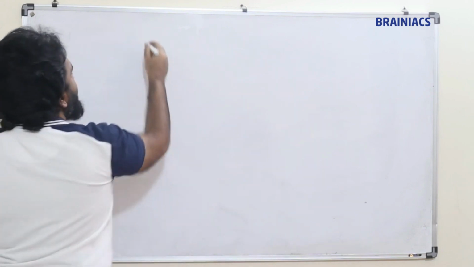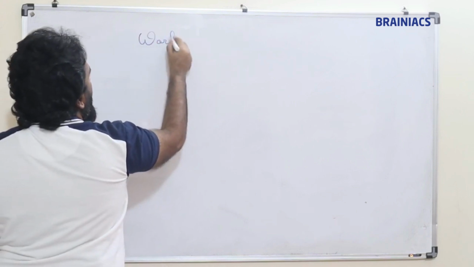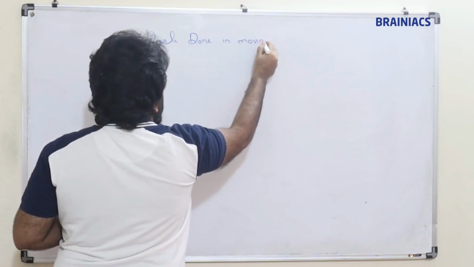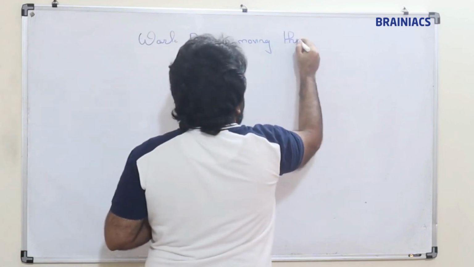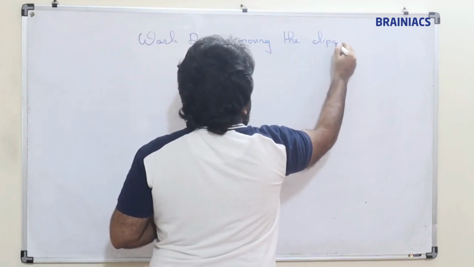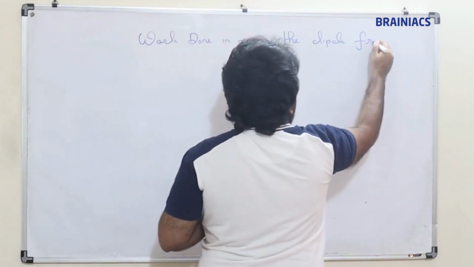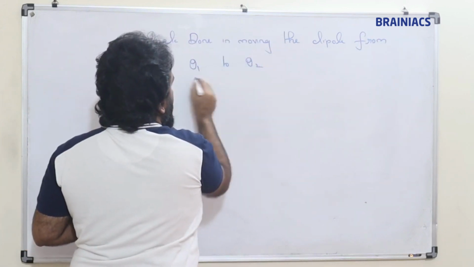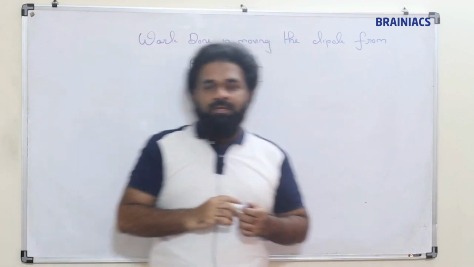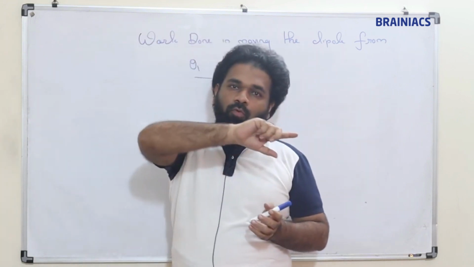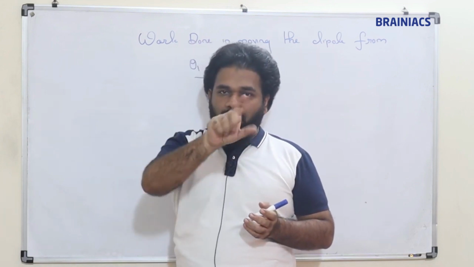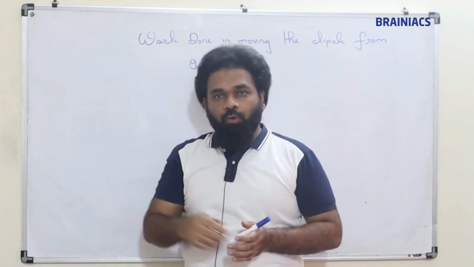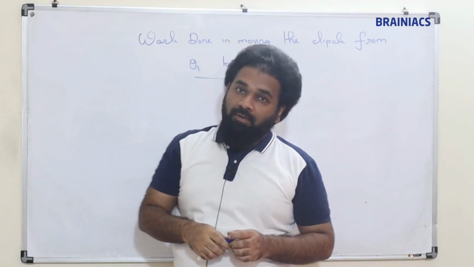Now work done in moving the dipole from theta 1 to theta 2. Suppose it is at an angle theta 1, then we need to rotate that dipole through an angular displacement to theta 2. Okay, how to find the work done?